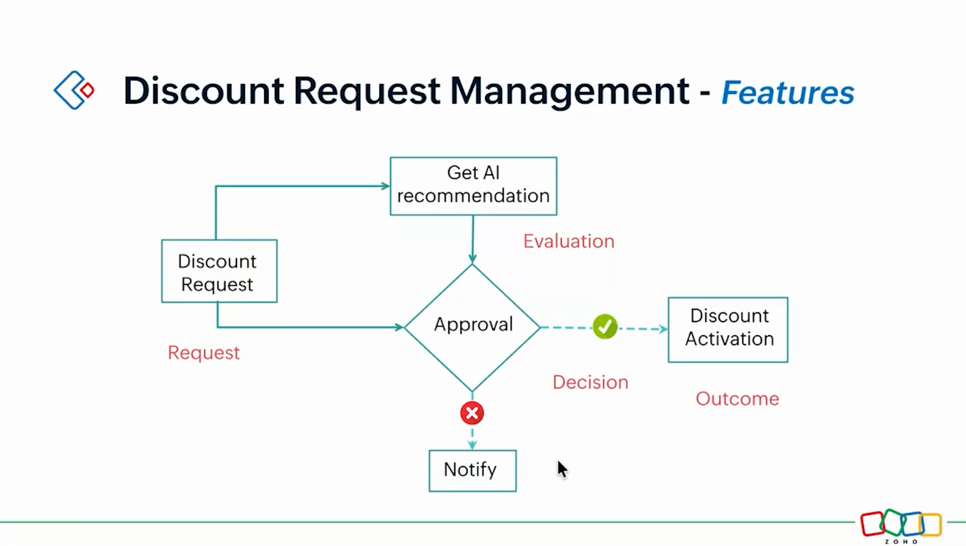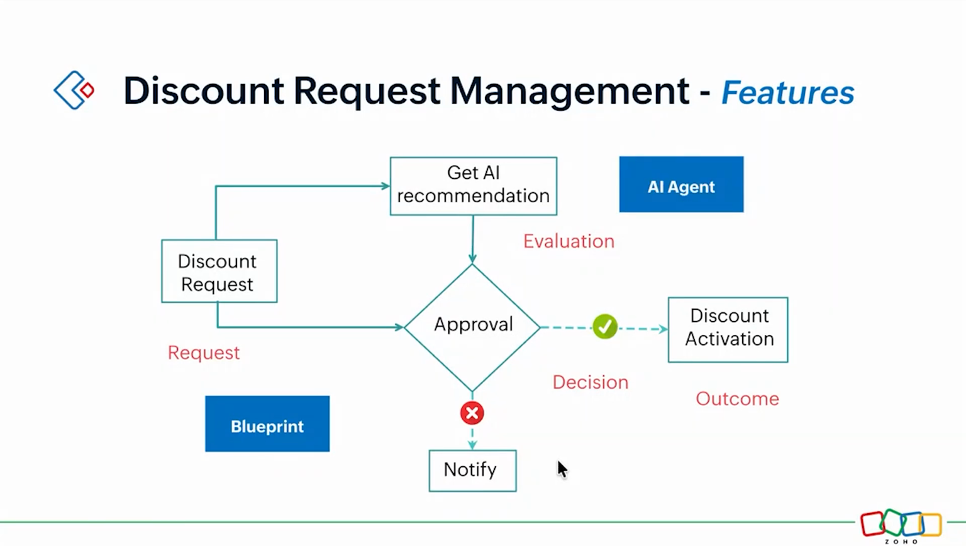So now let's talk about what other features can be used within this particular flow. In order to manage the entire flow from request till outcome, we can make use of the blueprint feature that is available, as discussed earlier. And in order to do an automated evaluation, we can make use of the AI agent, which helps us to get a better recommendation depending on the discount request percentage. And in order to make the decision, we can make use of the approval workflow which is available. This helps us to provide a better outcome depending upon the approval status.